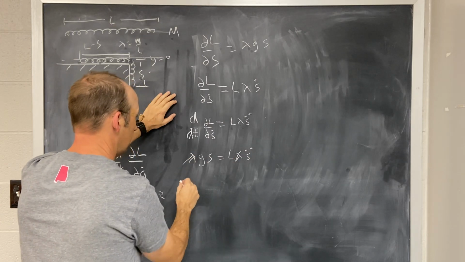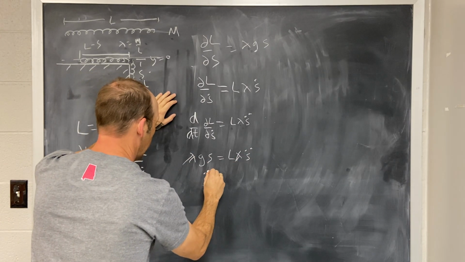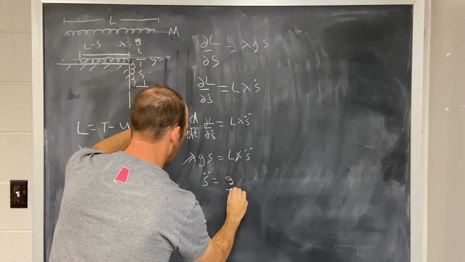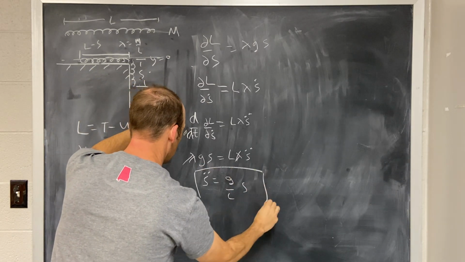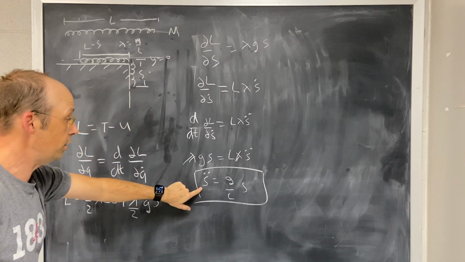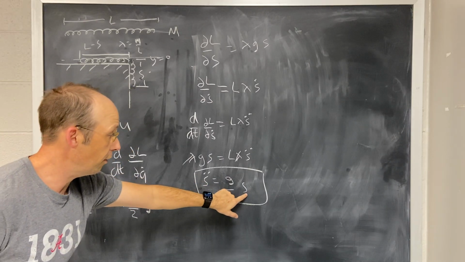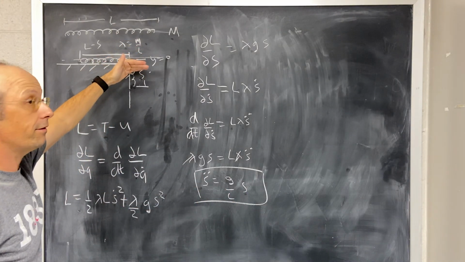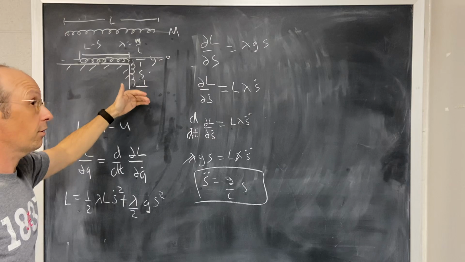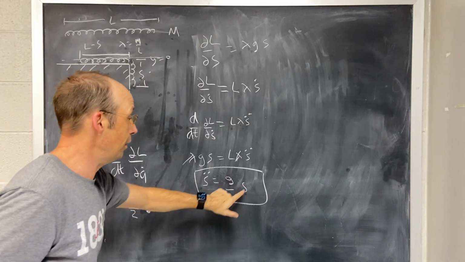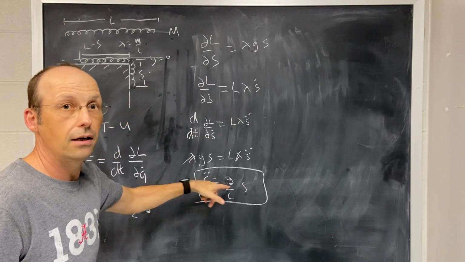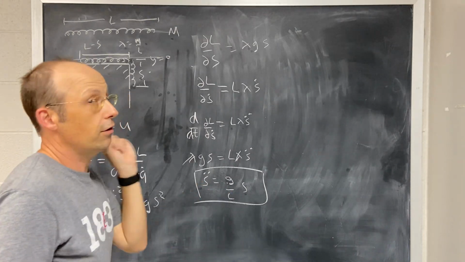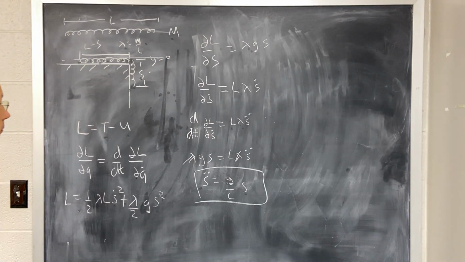Lambda cancels, and I get s double dot equals g over L s. So this says that the acceleration increases linearly with the position. So it would start off with a low acceleration, the acceleration would increase until s is equal to L, and then the acceleration would be g, which makes sense. So the units work out, but there is one other way we can check this.